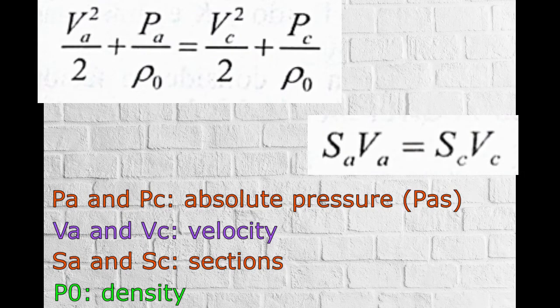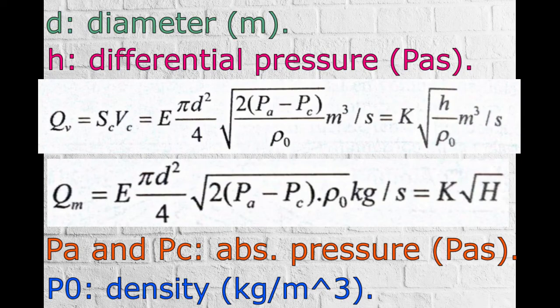Here, PA, PC, and VA, VC are the absolute pressures and velocities in the area before the plate, where the fluid fills the entire duct, and the contracted vein, while SA and SC are the corresponding sections, and P0 is the density of the fluid assuming it does not vary. Developing these formulas, we can determine that the volume flow and the weight flow are calculated in this way. Expressing the diameter of the orifice D in meters, the differential pressure H, the absolute pressures PA and PC in pascals, and the density P0 in kilograms per cubic meter.